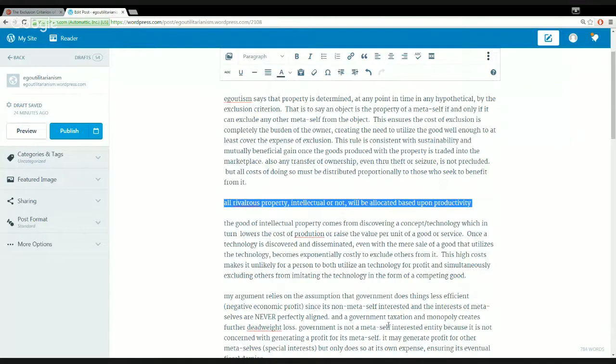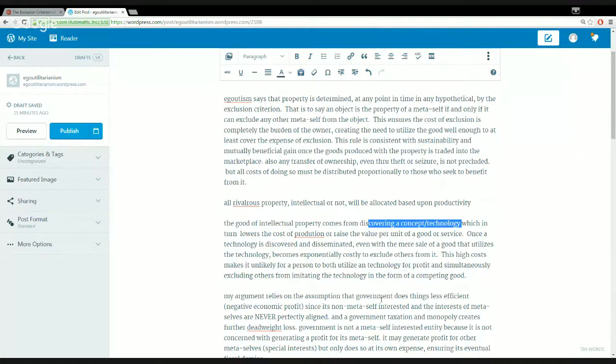Anyways, the good of intellectual property comes from discovering a concept or technology, which in turn lowers the cost of production or raises the value per unit of a good or service, right? So a good technology can either lower the cost of production and maintain the quality of the product, or raise the quality of the product and produce the same amount of units at the same cost, or a combination of both, right? But in turn, a strong rule is that it creates a good net: it raises the standard of living for society, right?